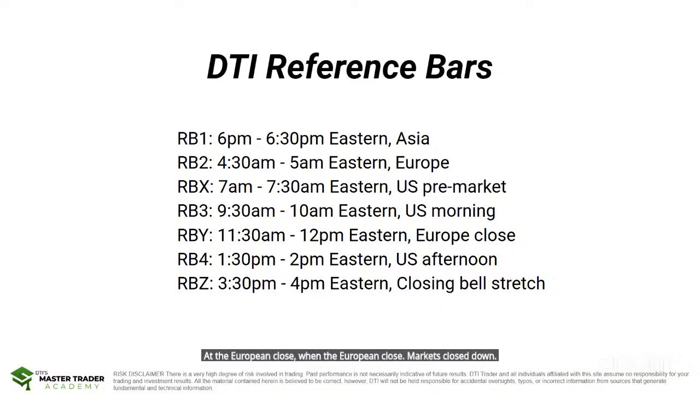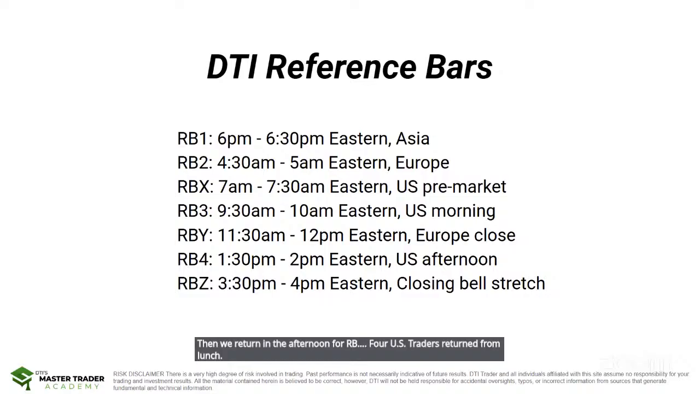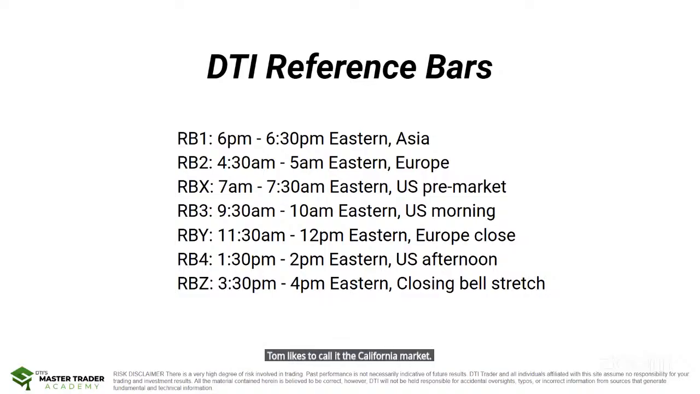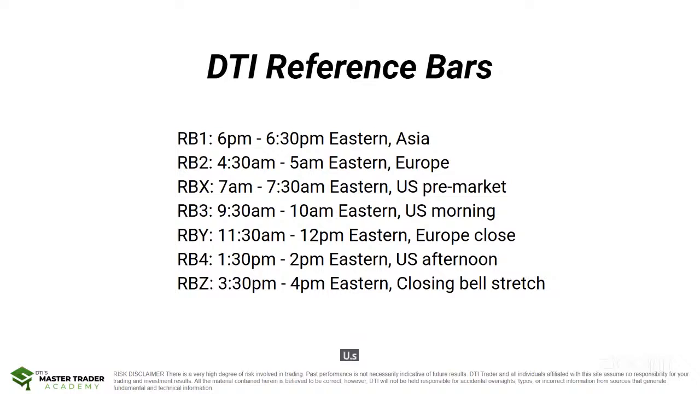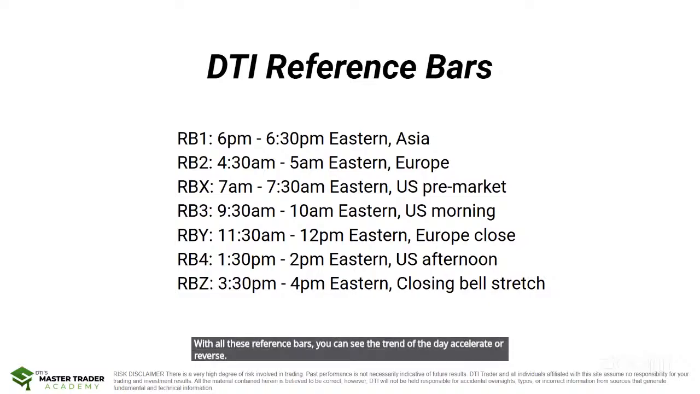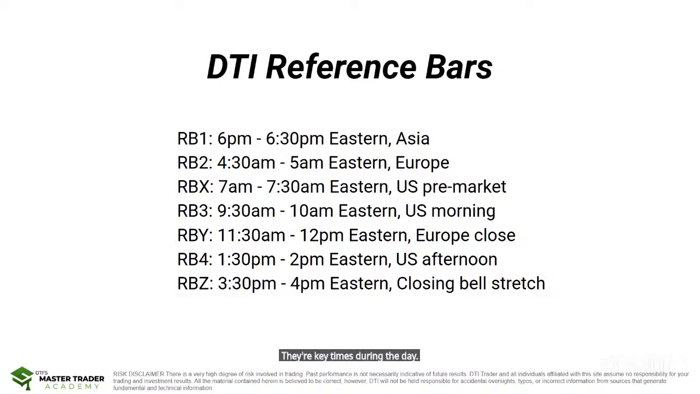Then we return in the afternoon for RB4. US traders return from lunch. Tom likes to call it the California market. Kick off the afternoon trading in the US. And we close out the day with the final 30 minutes reference bar with RBZ. With all these reference bars, you can see the trend of the day accelerate or reverse. They're key times during the day, placed there for very specific reasons.